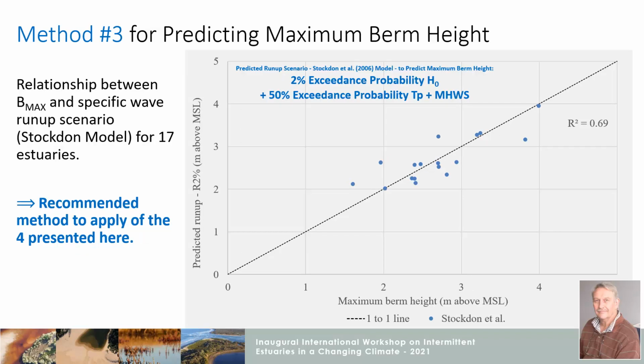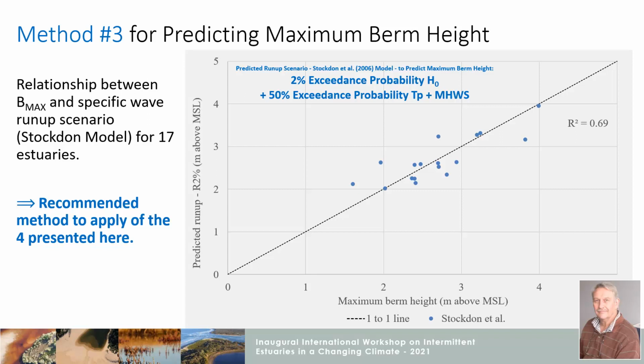The third method is basically a simplification of the second method. So it also predicts maximum berm height based on calculation of wave run-up elevation, but in this case just using a specific scenario, which is the 2% exceedance probability deep water wave height, plus the 50% exceedance probability of the peak wave period, combined with the mean high water spring elevation, and using the Stockdon model to predict the berm height basically.